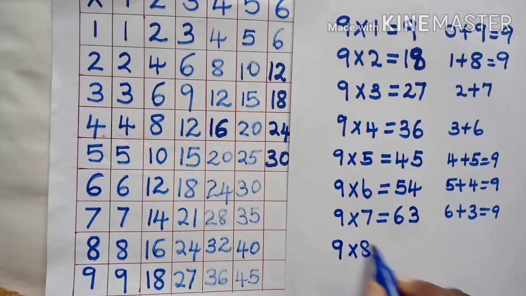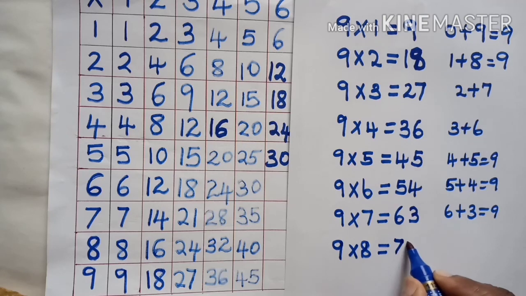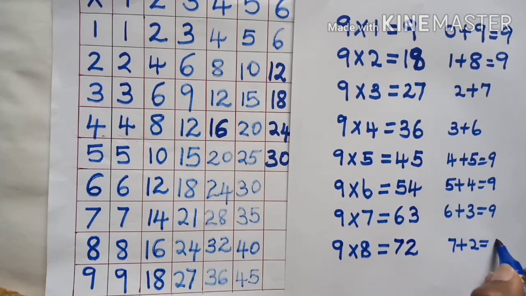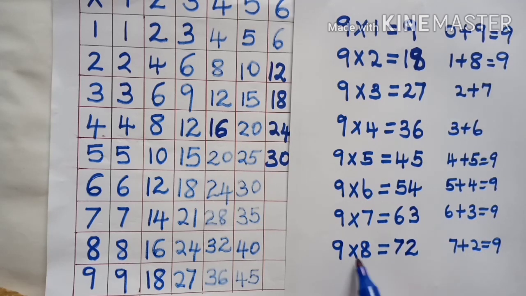9 times 8. The number before 8 is 7. 7 plus what will give us 9? 7 plus 2. 7 plus 2 will give us 9. So 9 times 8 is 72.